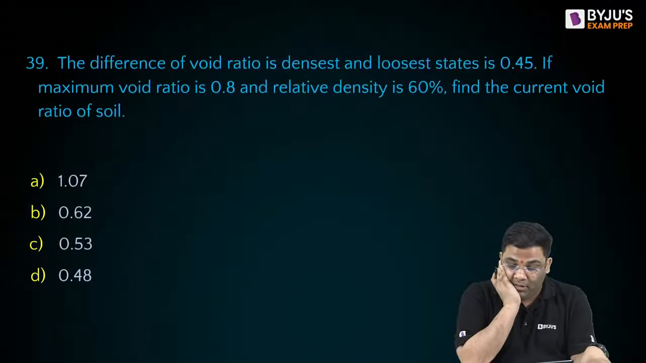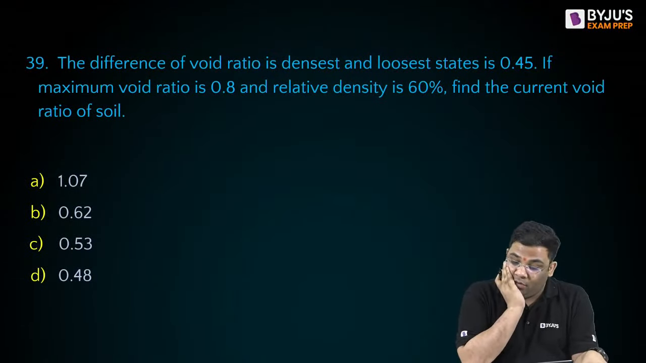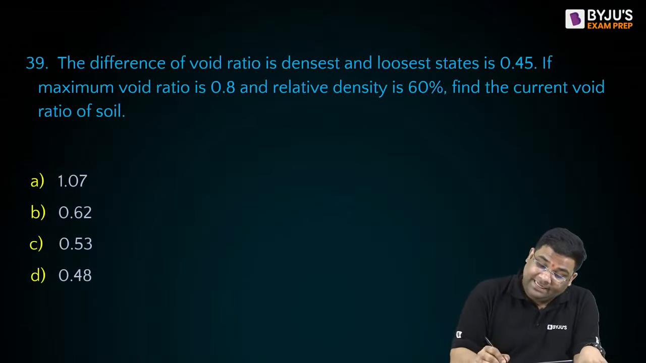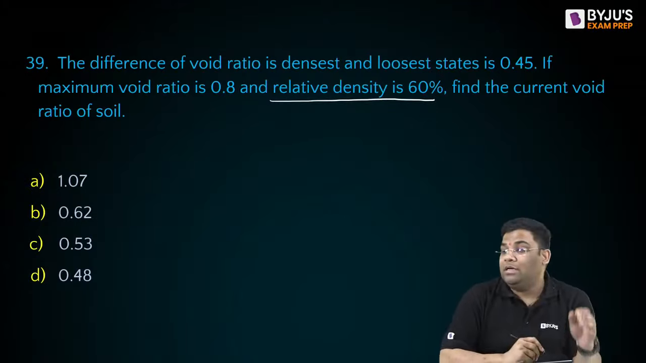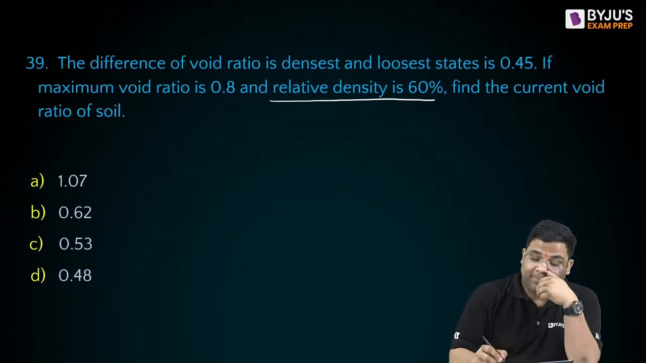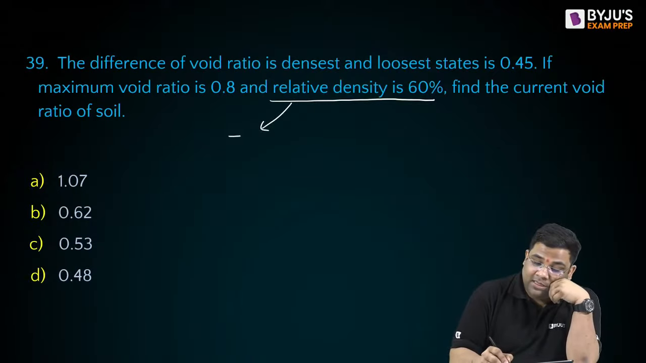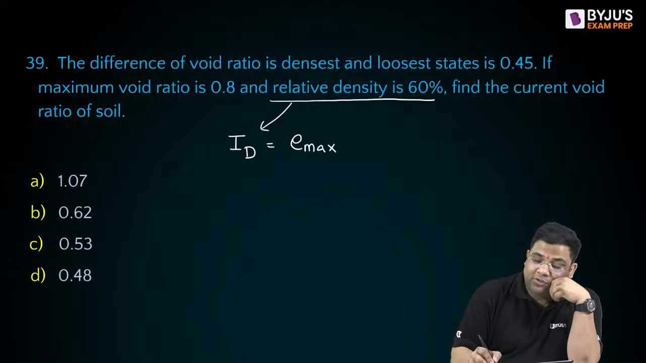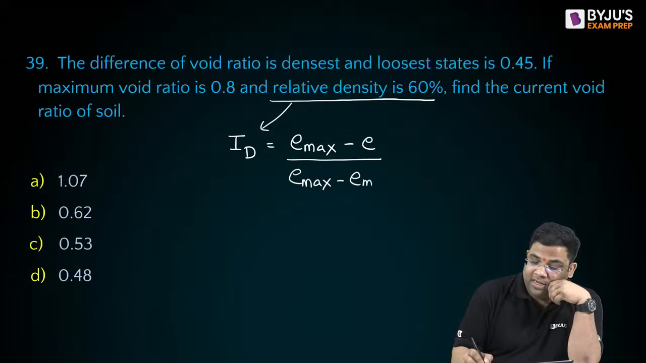Next question. Okay, fatafat. Relative density. Very good. We have not revised relative density till now, so here is a question on relative density. I'll give you the formula. The relative density, or the density index, is the maximum void ratio minus the natural void ratio, divided by the maximum minus the minimum, into 100.